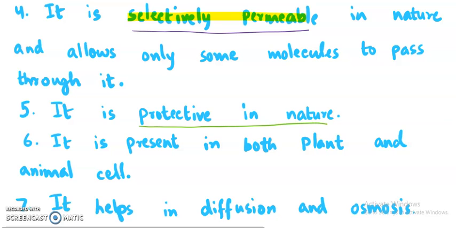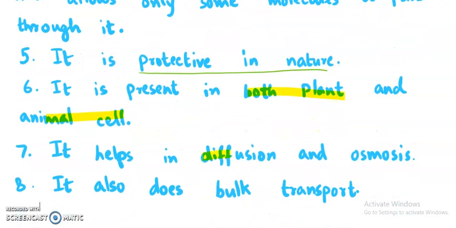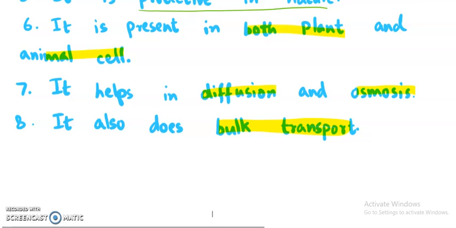In nature, we have seen that it is present both in the plant and the animal cell. Plasma membrane also helps in diffusion and osmosis, which are very important phenomena to be understood. It also helps in the bulk transport, right? So we should learn each function of the plasma membrane along with its structure. A long question can come on it that give the structure of the plasma membrane and what is its function. So you need to prepare in full.